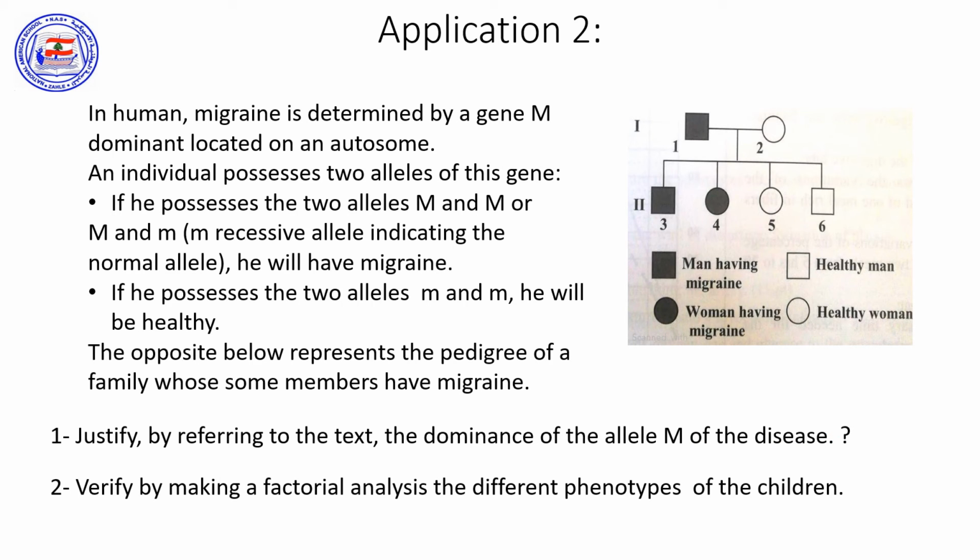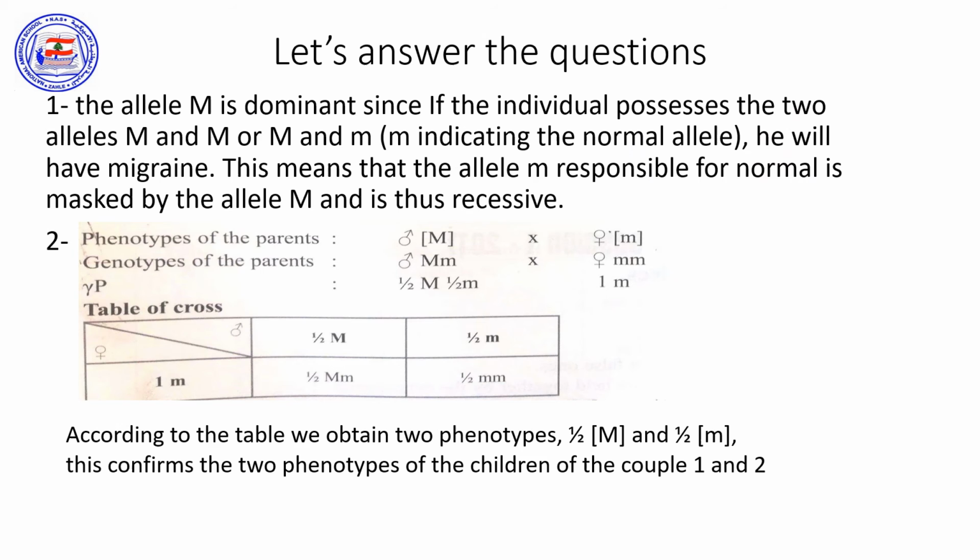So let's do the second application. In humans, migraine is determined by a dominant gene M located on an autosome. And here is the pedigree for a family whose some members are affected by migraine. Also here, dear students, it would be better if you pause the video for a while and try to answer these questions by yourself. So let's answer the questions.